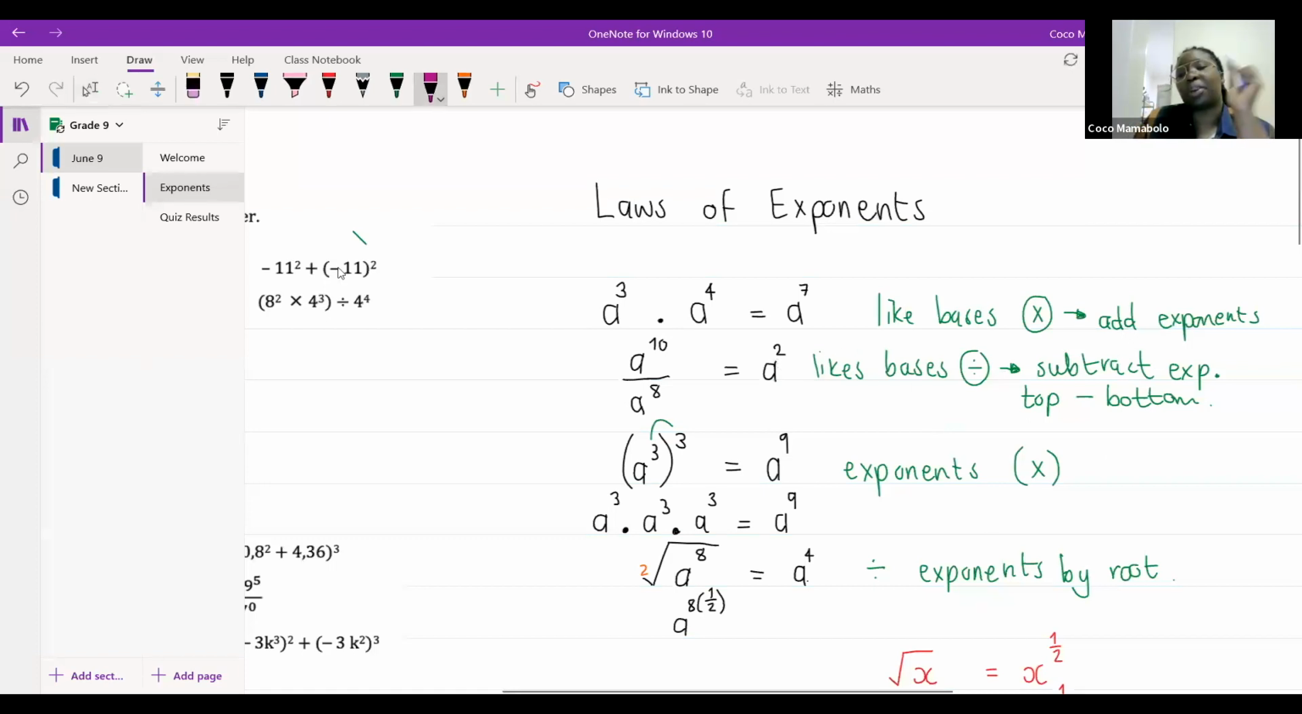Do not think just because ma'am used an A, it means they don't apply to numbers either. All of these apply to numbers as well. Okay, here's what I mean. I'll give you an example before we continue.